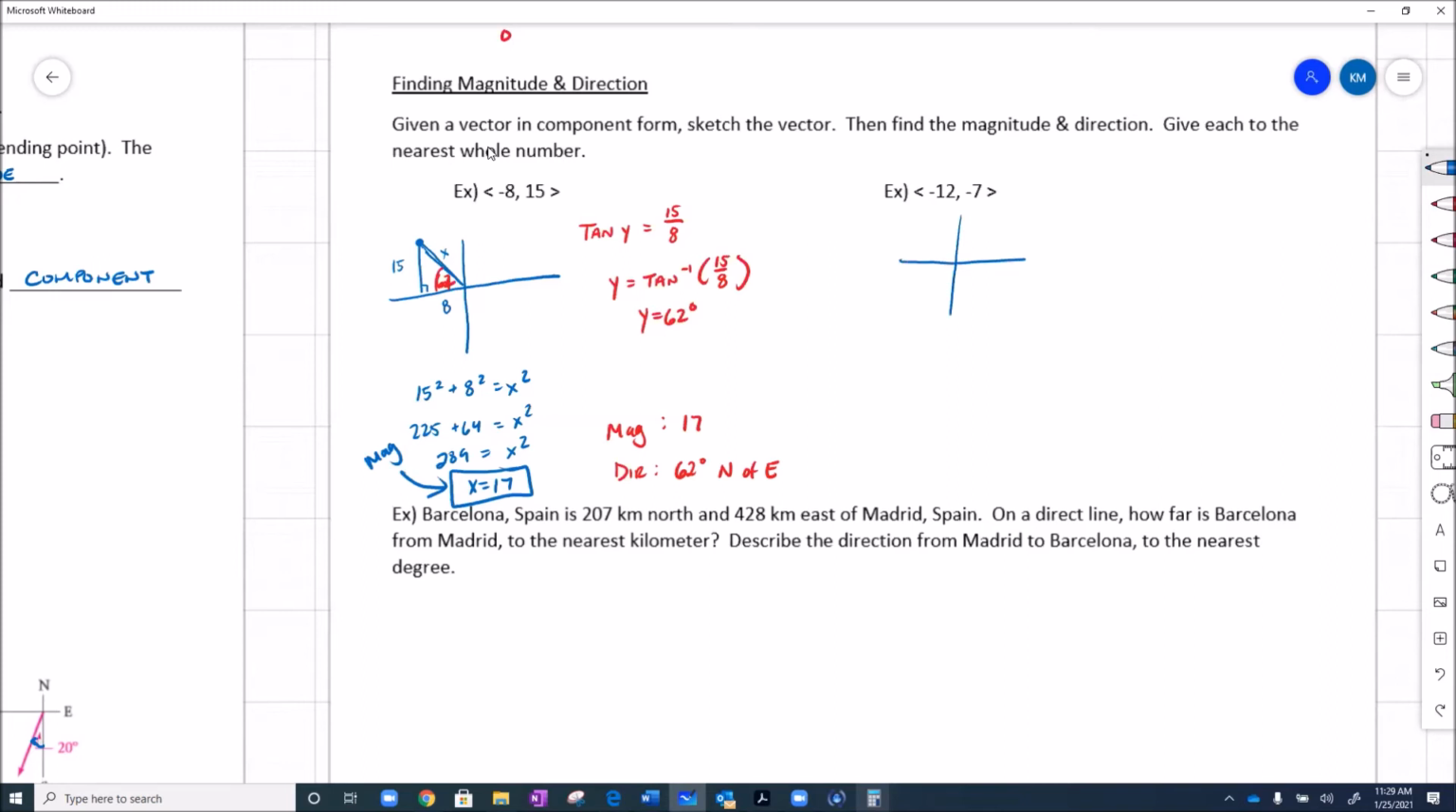Negative 12, negative 7, will be here. So this will be 12 and 7. All right, so to find my magnitude, I do 7 squared plus 12 squared equals x squared. Just call it m squared. Okay, so 49 plus 144, and that's 193.